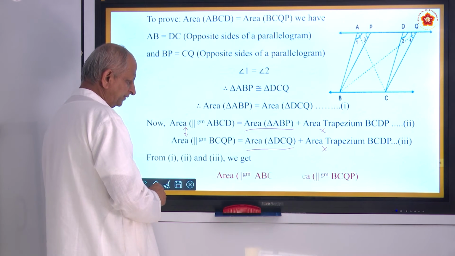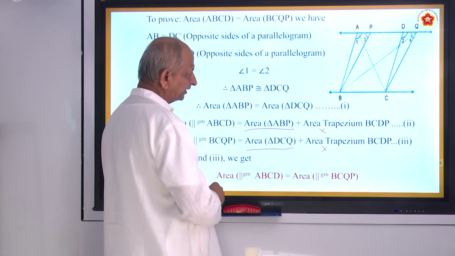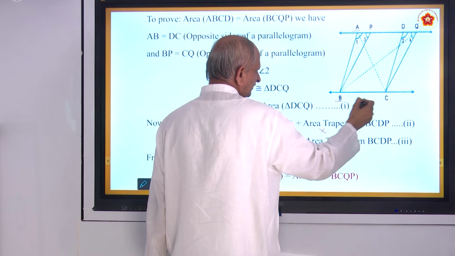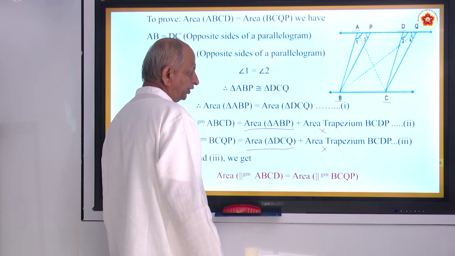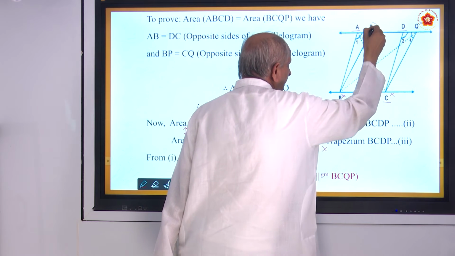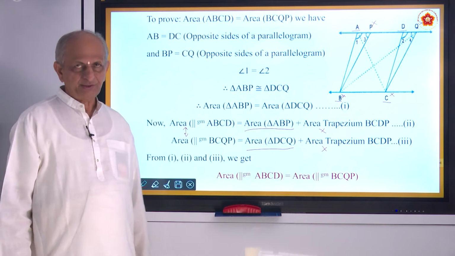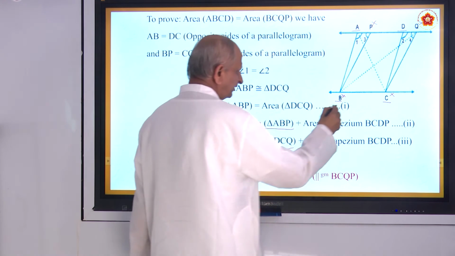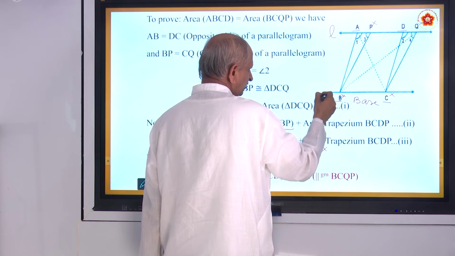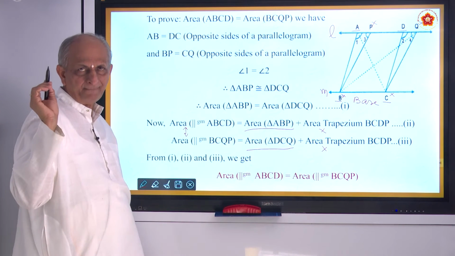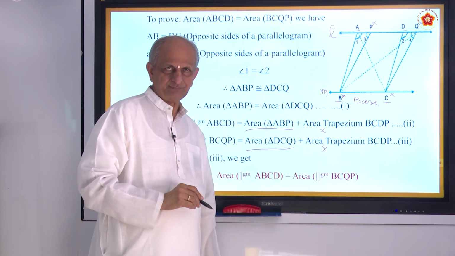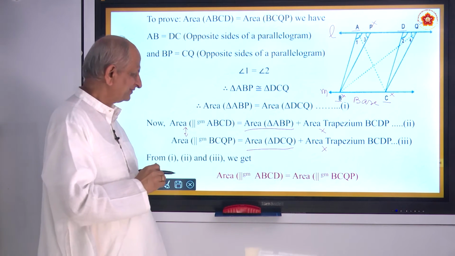area of parallelogram ABCD is equal to area of parallelogram BCQP. See the figure. Area of ABCD is equal to area of BCQP. What kind of parallelograms are they? They stand on the same base, which is BC, and they stand between the same parallel lines. So, these two parallelograms stand on the same base and between the same parallel lines. What happened to them? The areas will be equal. Right? Two or three times you must do it, or you have to practice it, okay?